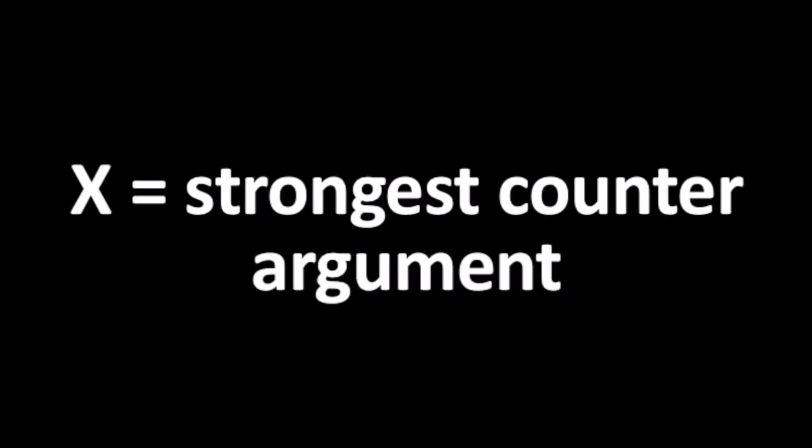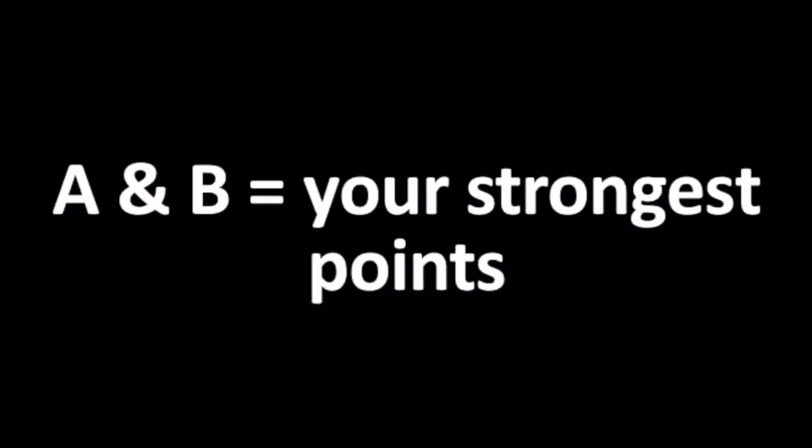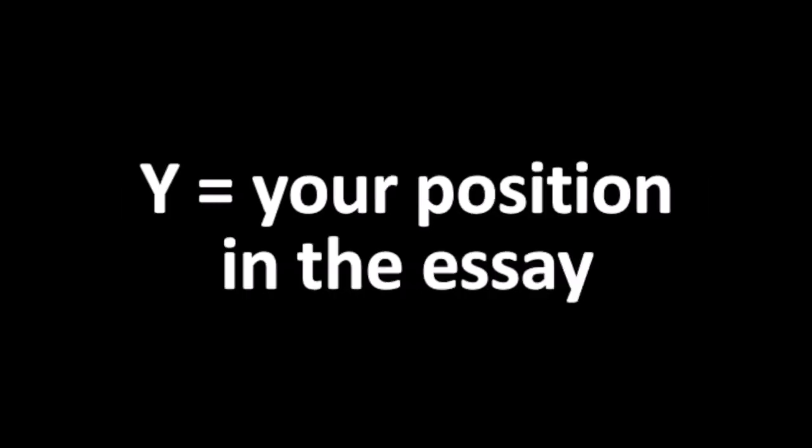X is the strongest point against your argument. A and B represent the two strongest points for your argument, and Y is the position you'll be taking in your essay. And here's a good example of the formula in action from John Irish. The taxes which were implemented following the French and Indian War were viewed by Americans as harsh and unfair, leading to anger and frustration. There's your X.